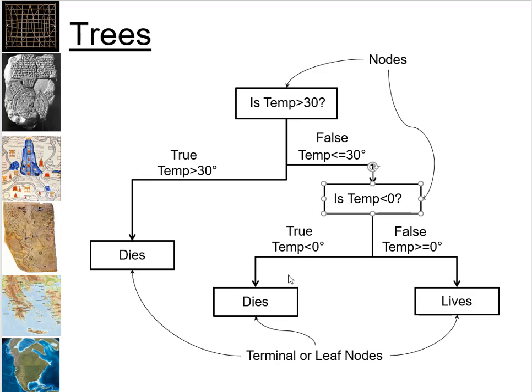So each of these boxes is a node. And in the first box, we ask the question, is the temperature greater than 30 Celsius, of course. If that is true, then the trees die because it's too hot. If the temperature is less than or equal to 30, we end up over here. And then we ask the question, is the temperature less than 0? In that case, that's true, the tree also dies. If that's false, then the tree lives.